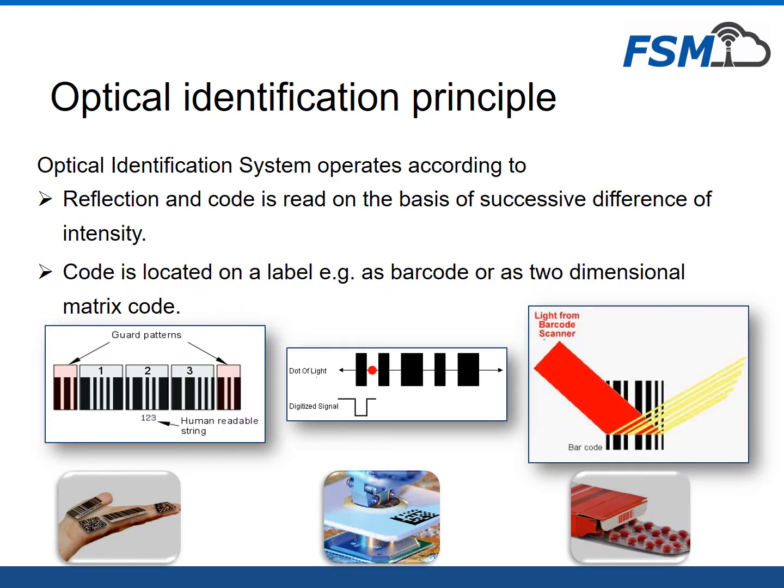Herein you can also see barcode scanners for 1D or 2D barcodes, how they are being put as a 2D matrix code as well, and the difference in intensity actually is giving us the pulsating signal, as in the center, how the scanner actually reads a barcode.